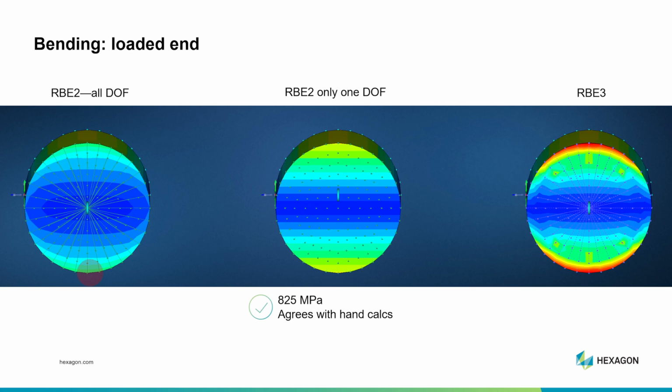overall stress profile. In contrast, the RBE2, with only the x degree of freedom activated, allows the top and bottom of the rod to relax in the transverse directions, and that removes these artifacts that we saw with the RBE2 where all degrees of freedom were activated. Finally, with the RBE3, we have problems analogous to what we saw earlier with tension and torsion, where we have very high stresses at the top and bottom edges of the rod here. And the reasons for that are the same as what we've discussed already.